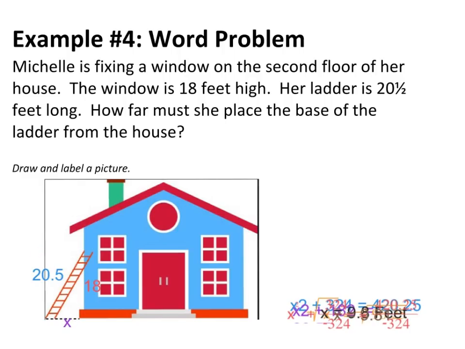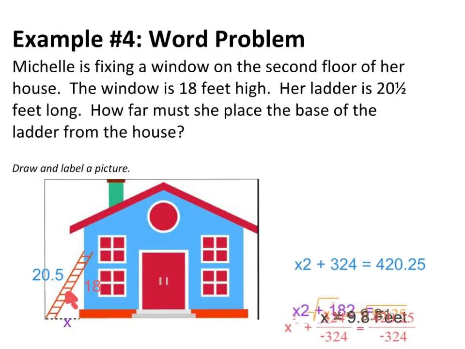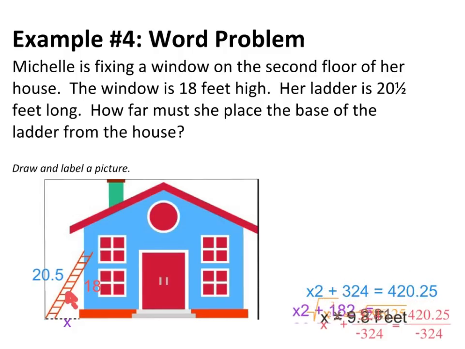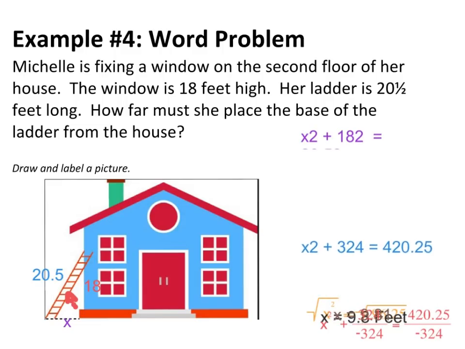So in this case, I made a nice right triangle with the ladder against the house, and I'm missing one of the legs because I know the hypotenuse is across from the right angle, which is going to be the 20.5. So I know that I'm missing one of the legs. So I'm going to write an equation according to that. So I'm going to start with my x squared plus 18 squared equals 20.5 squared. I'm going to do the order of operations. I'm going to square my numbers first. So I'm going to end up with x squared plus 324 equals 420.25.